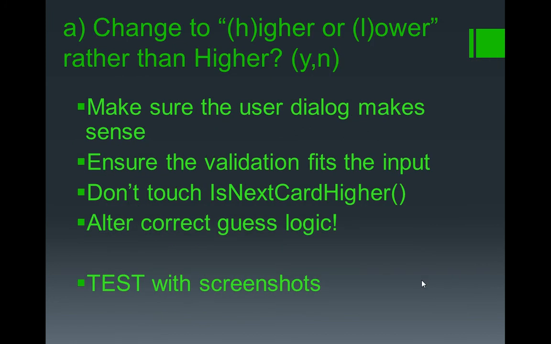Higher or lower. This is pretty much exactly the same as the previous general strategy. The idea that you change the user dialog, change the validation so it's H and L not Y and N, don't touch that, and just alter the correct guess logic so that if they've said higher and next card higher is true, then it's right. If they'd said lower and next card higher is true, then they've not guessed right. It's a very, very simple change.